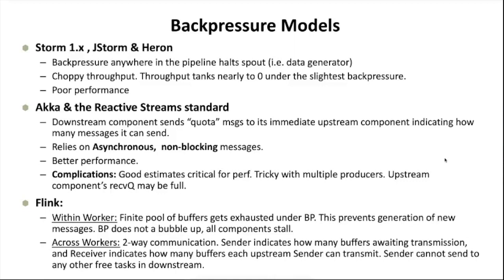Flink also has a decent back pressure system. It's done a little differently. There's a finite pool of buffers within the worker. And if one of the workers is backlogged, then the buffers are basically all allocated to it, so you cannot allocate new buffers. And that creates an indication as a back pressure to the upstream operators. That's all within the worker. So essentially, everything stalls if one of them stalls. Across workers, they have a two-way communication where upstream is sending, I have so many messages I can send, and the downstream is sending in response, okay, you can send me so many. So there's a two-way kind of a communication going on.